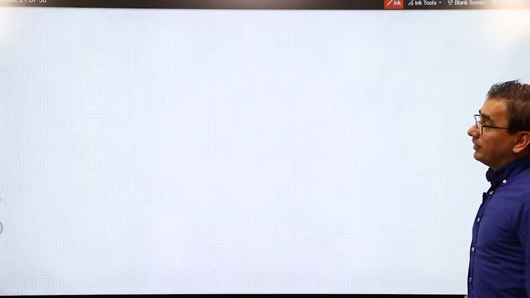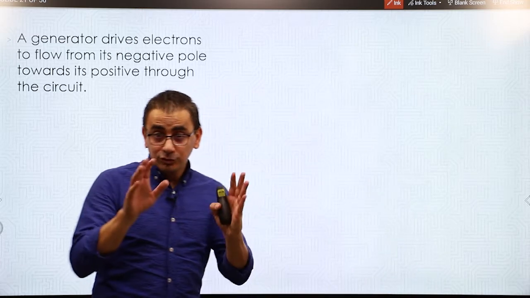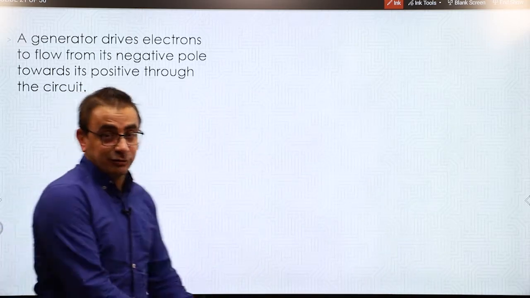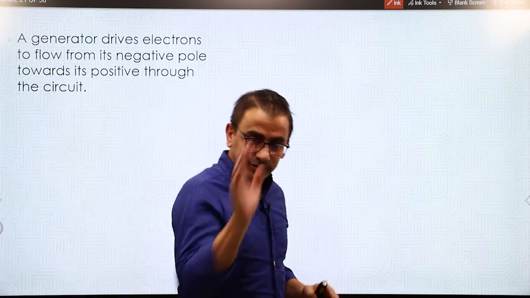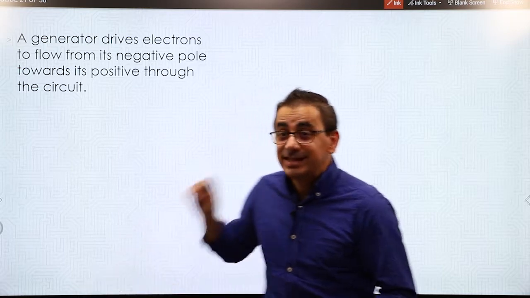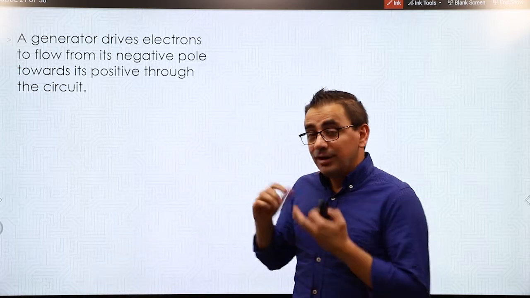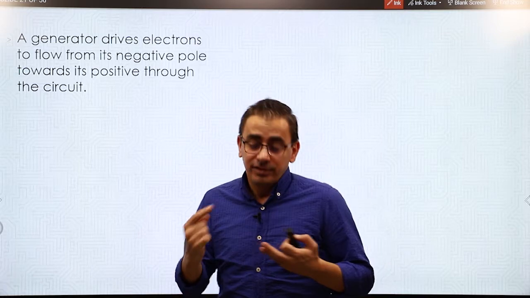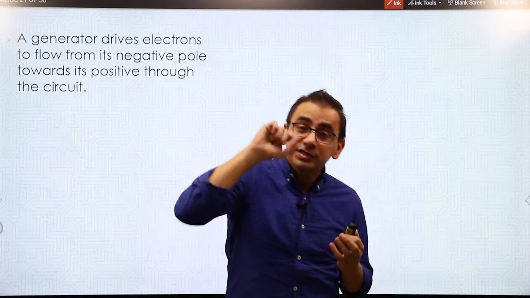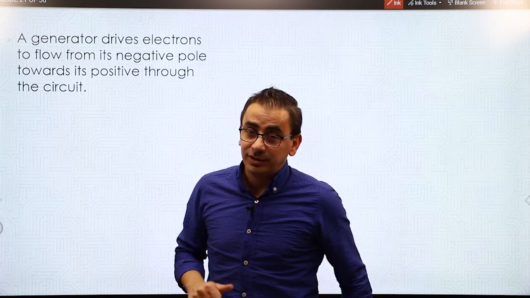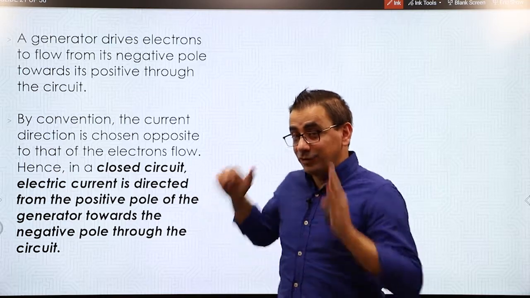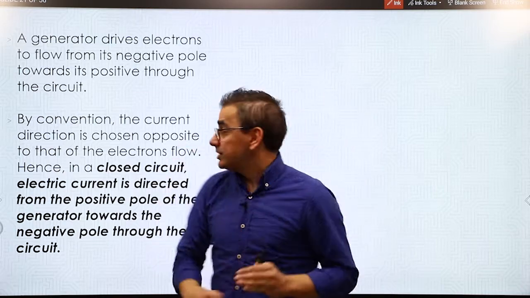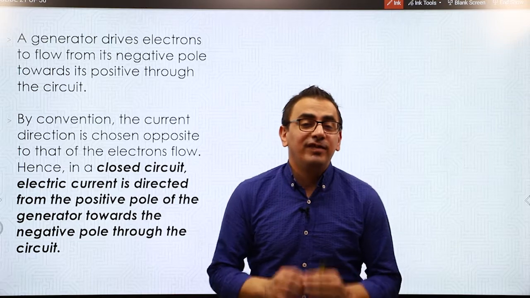Okay, moving on now. Let's see what we talked about in a certain animation. So we agreed the generator drives electricity. The generator, as you can read here, drives electrons in a circuit. It drives electrons from its negative pole, pushes electrons to the circuit, they flow and come back to the positive pole of the generator or the battery. By convention, we talked about this, now we see it written. The current direction is chosen opposite to the flow of electrons.